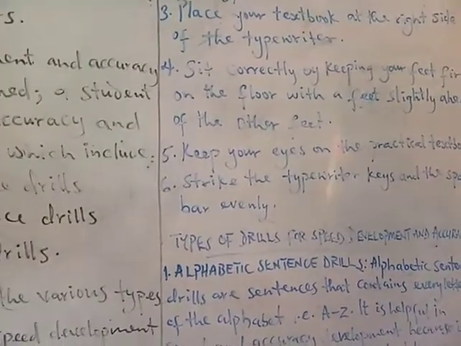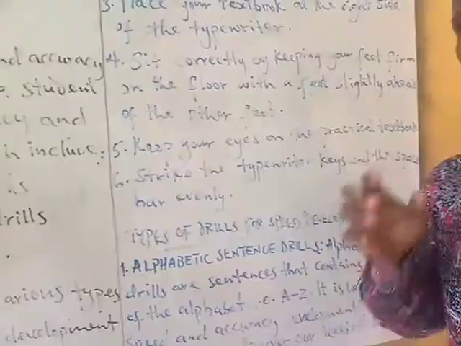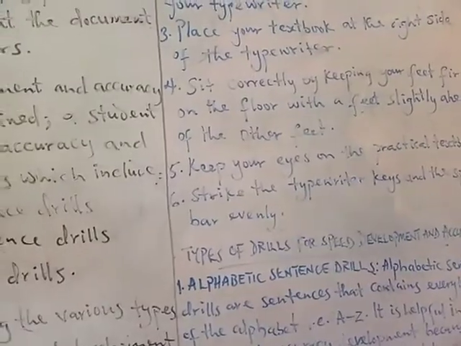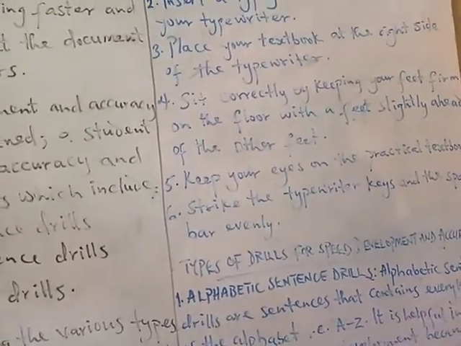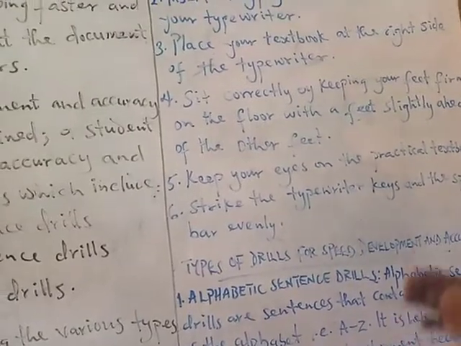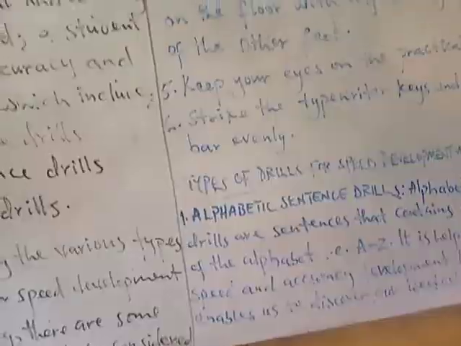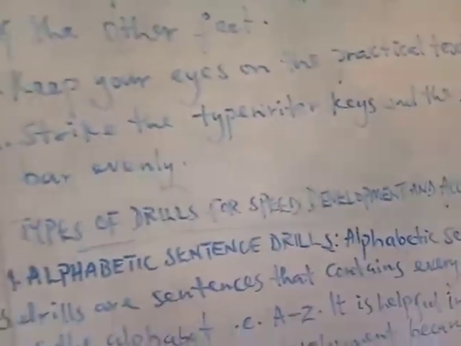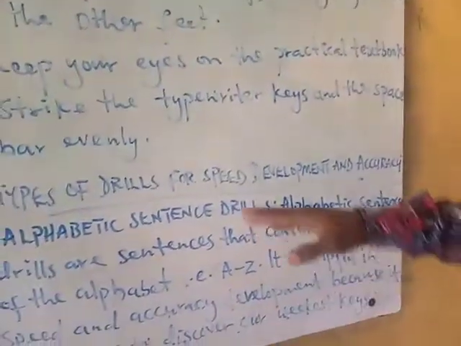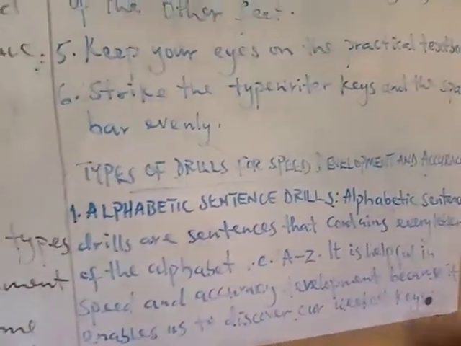Then 5, keep your eyes on the practical textbook. At this point, you don't even need to be looking at the keys again, because you must have become familiar with those keys through the drills. So you just focus on the practical textbook while your fingers do the typing. Then 6, you strike the typewriter keys and the space bar evenly. So having said that, let's look at the subheading that says types of drills for speed development and accuracy.